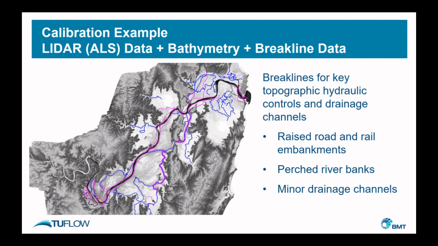In this image here, the pink lines are areas where break lines have been used to raise elevations, and the blue lines are where they've been used to cut in lower elevations for drainage channels.